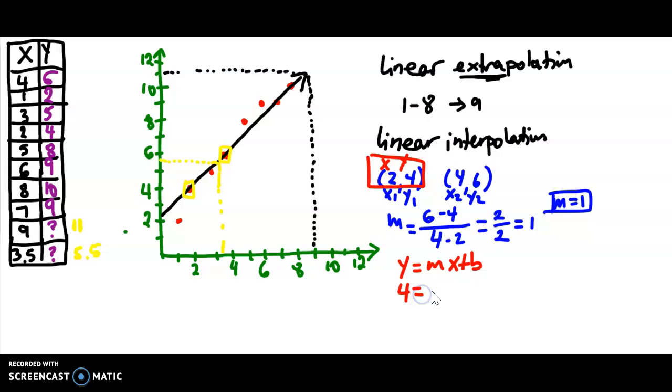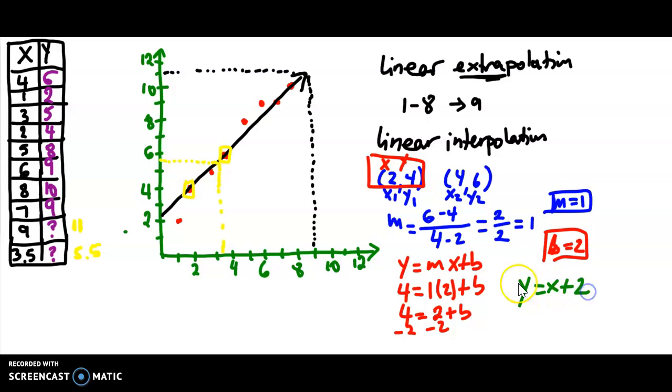Y is 4, my slope is 1, my x is 2, if I go with this ordered pair, and I don't know the b. So I have 4 equals 1 times 2, which is 2. And if I get b by itself, 4 minus 2 is 2. So I'm getting that b equals 2. So from these two boxes, I can write down the equation of this model. It would be y equals 1x, which is x, plus 2.